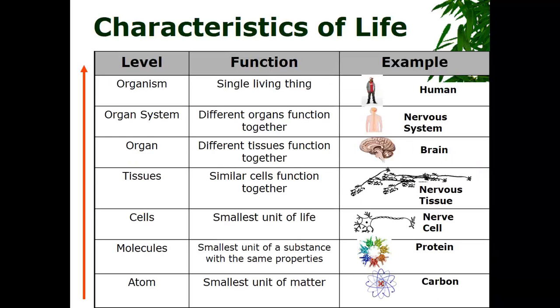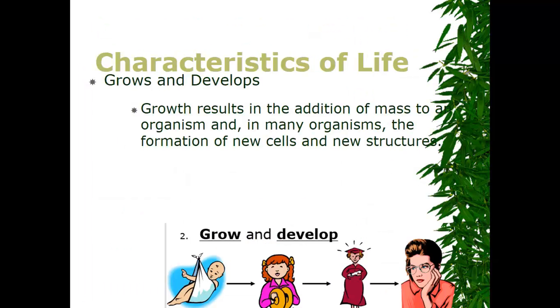So let's keep going. This chart must be in your book. It's just a chart for the display of organization. Again, we start with the atom, and then go to molecules, organelles, cells, tissues, organs, organ systems. We're going to get into organelles in the next few chapters.